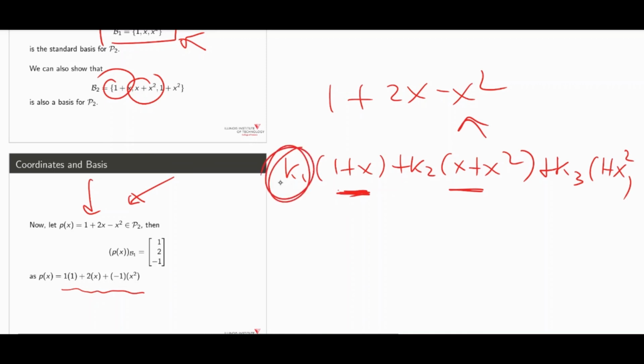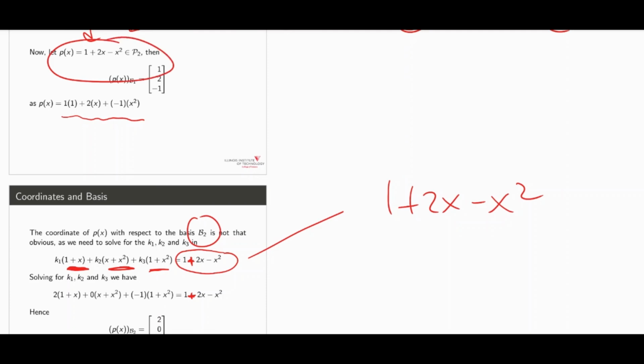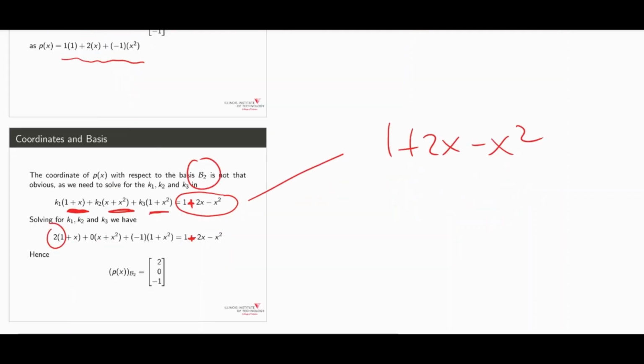It's not so obvious to see what k1, k2, and k3 are now, because we are not dealing with the standard basis, so things are a little bit tricky, but we know how to deal with it. You solve for k1, k2, and k3 so that you get 1 plus 2x minus x squared, the same polynomial as before, and you will see that we need 2 of this, 0 of this, and -1 of this.